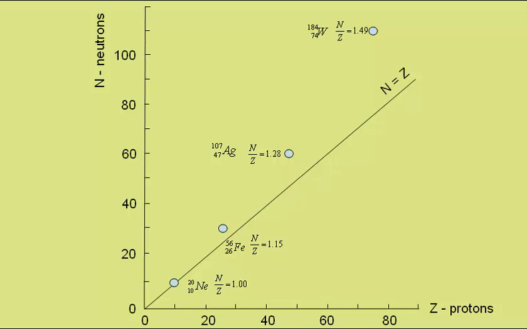If we join these and other stable isotopes, it gives a line something like this. So we see that as the nuclei get larger, they need a greater proportion of neutrons to protons to remain stable.